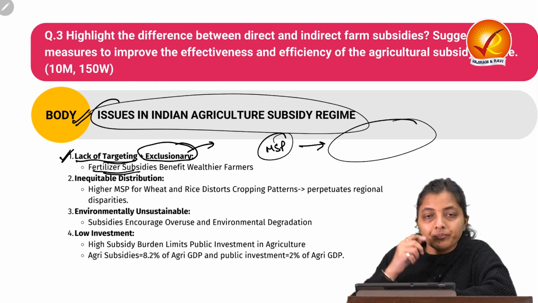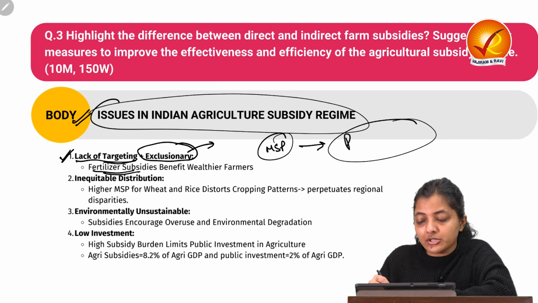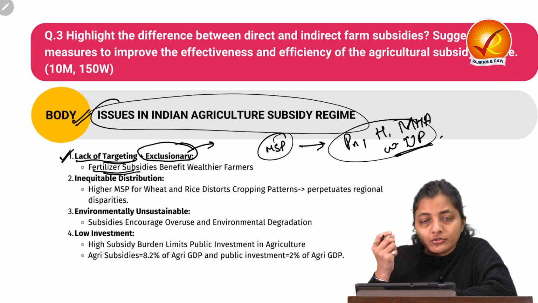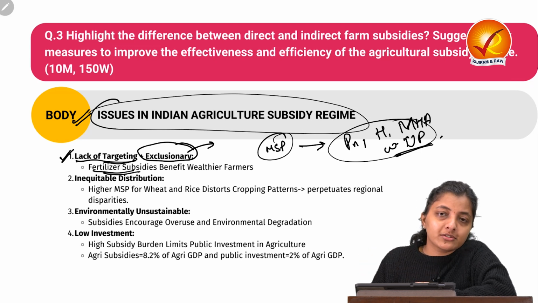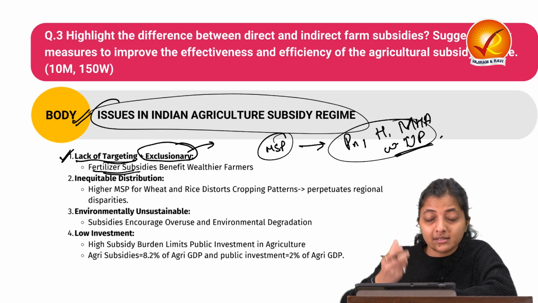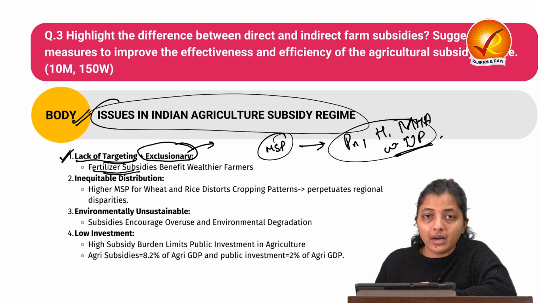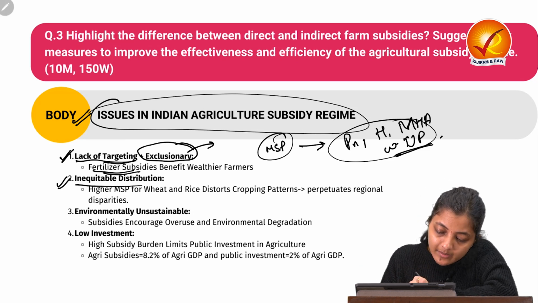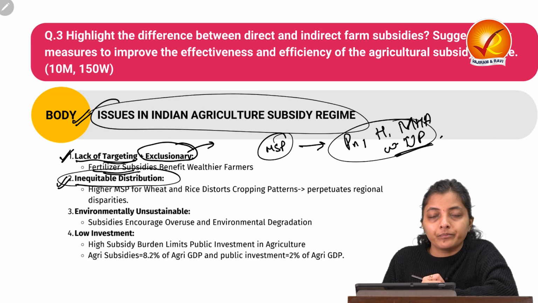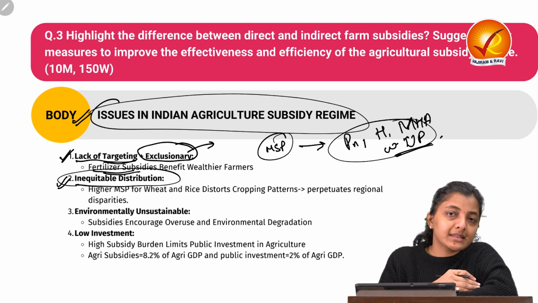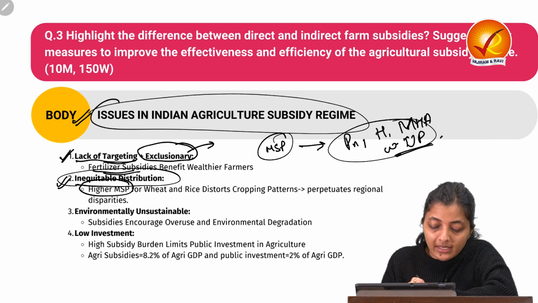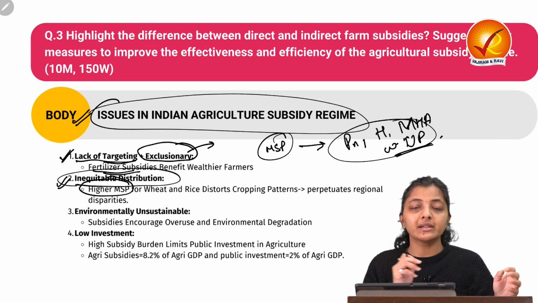Mainly MSP benefits the Punjab, Haryana, Maharashtra and Western Uttar Pradesh farmers more. Others though do not have the information also sometimes that something is related, MSP is there in the market. Next is about inequitable distribution. As we have seen in the previous example as well, that there are some distortions by the government side also.